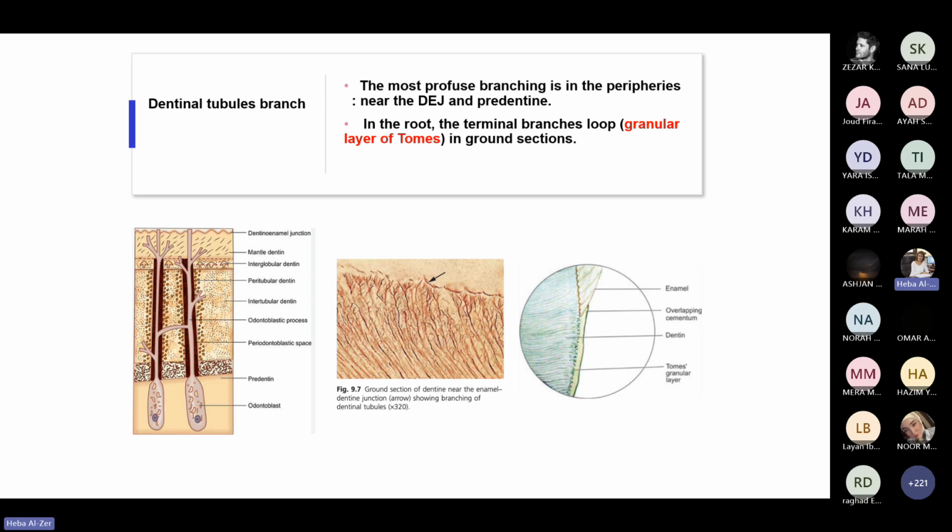In the cementum area, the branches make something called the granular layer of Tomes, and we are going to discuss that thoroughly later on. So for now, you just have to know this, that the tubules branch during their path in the dentine, whether lateral branching or terminal branching.